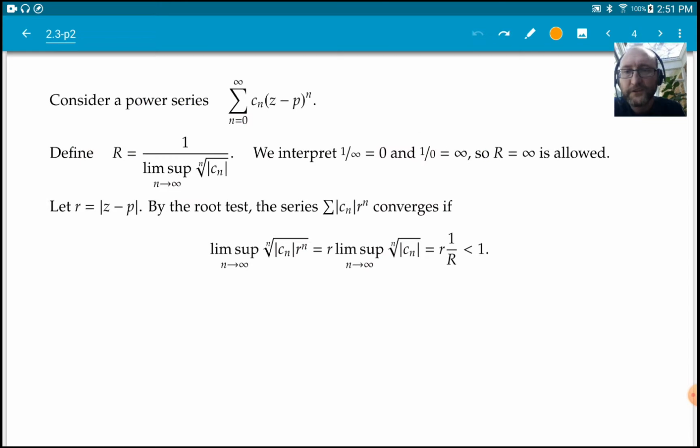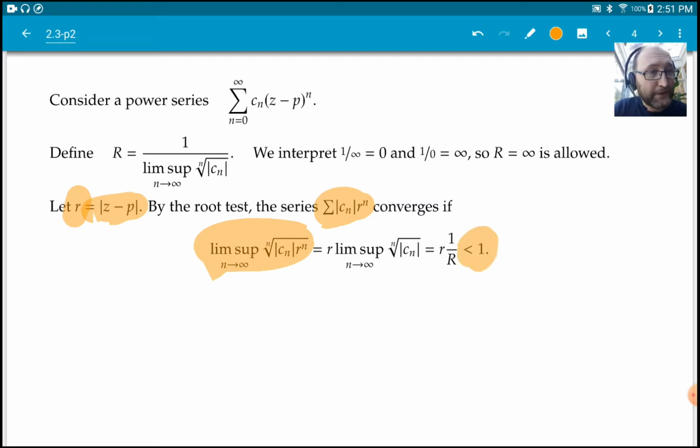All right. So now let little r. Basically, P is fixed, and we're going to move z and see where this power series converges, right? So for simplicity, let little r be the distance from z to P. Now, by the root test, this series converges if this lim sup is strictly less than 1, right?